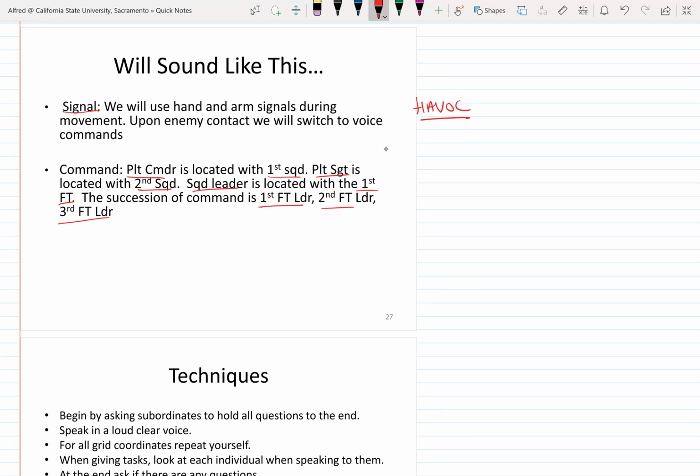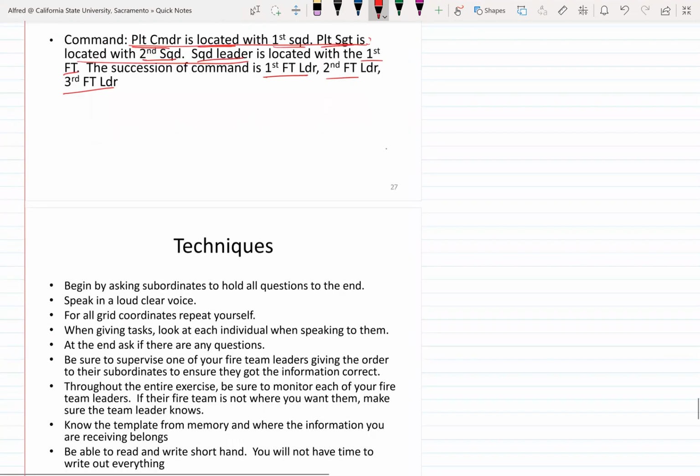If you can say it pretty fast, that's good. But if you're sitting here trying to figure out all this information, where the commanders are, you're just wasting time. So just come up with something quick and throw it in there. You shouldn't even have to write it down.